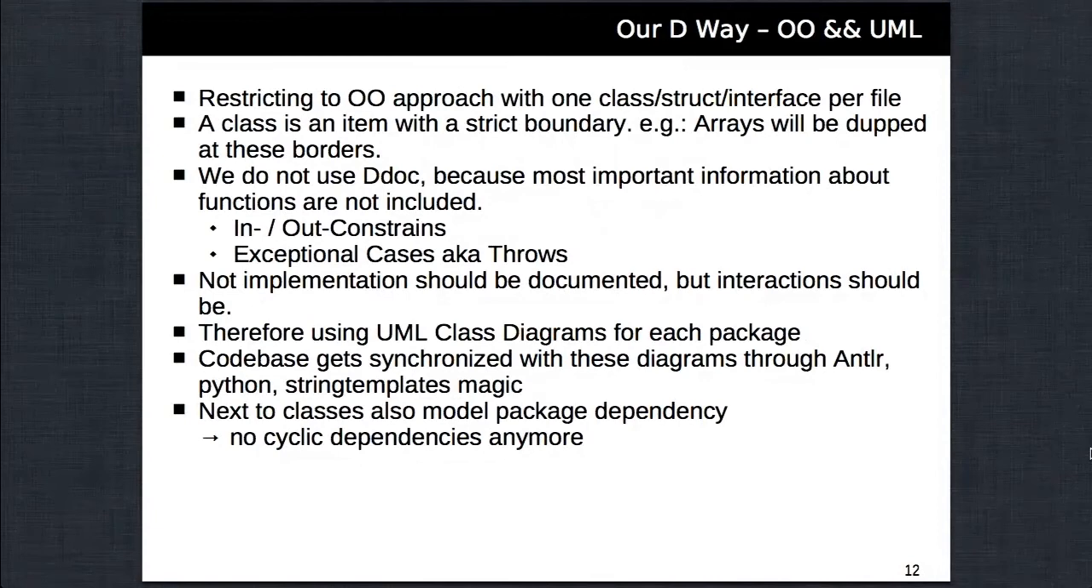And next to this, we are also modeling the package dependencies. That means we have a control package, we have a model package, we have a protocol package, and we make sure that the model package is not allowed to access functions from the control. And we also make sure that this way we do not have cyclic dependencies between packages. This also somehow decreases compiling times.